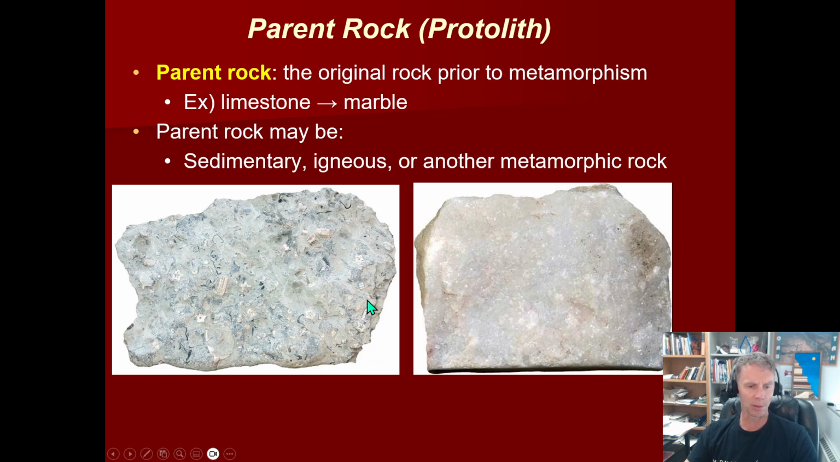This formed on the bottom of the ocean. And over here on the right, we have what it turns into when it becomes metamorphosed. This is a marble. So limestone is the parent rock of marble. And limestone, as we've learned, is composed of calcite. It's completely made out of calcium carbonate in the form of these little organic material, these shells and such.